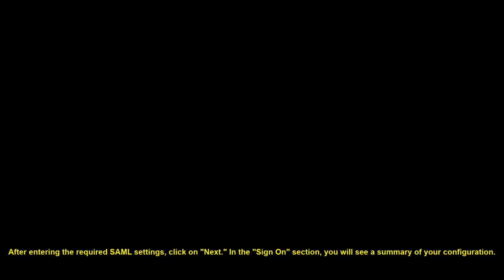In the Sign-On section, you will see a summary of your configuration. Review the configurations and click Finish once you are satisfied. Next, navigate to the General tab of your newly created Wrike application. Here, locate the Integration section for additional setup options. Copy the identity provider metadata URL or download the metadata file.